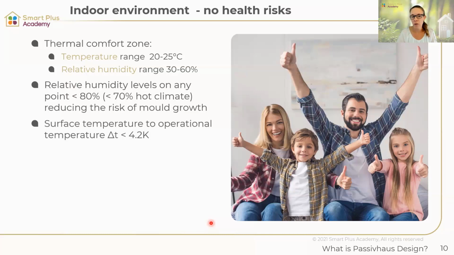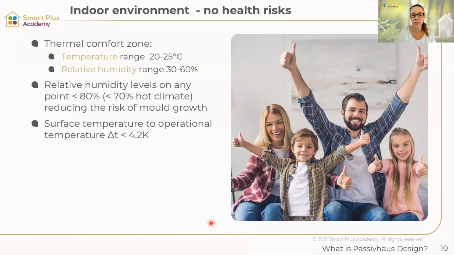The other thing for comfort is that we want the difference between the surface temperature and the operative temperature to be not bigger than 4.2 Kelvin. If I talk about Kelvin here, it's another way to express a temperature difference. So 4.2 Kelvin is similar to 4.2 degrees Celsius, but usually when I talk about a difference, I talk in Kelvin. When I talk about an absolute temperature, like 20 degrees inside, then I talk about degrees. So also a little bit of physics.